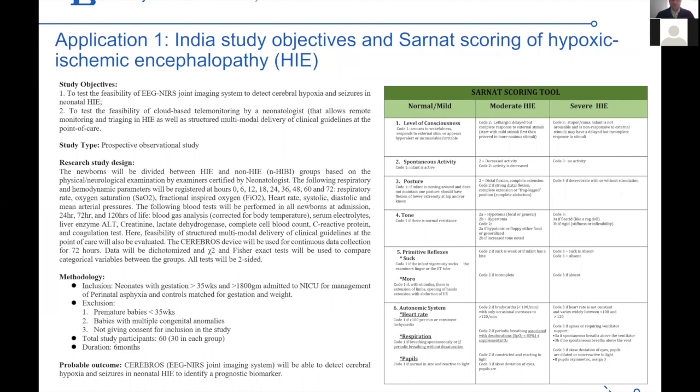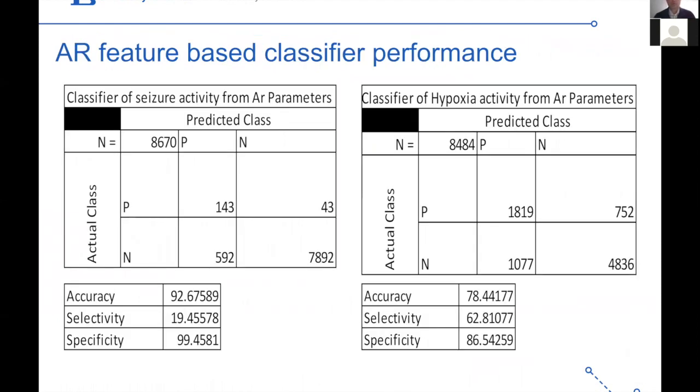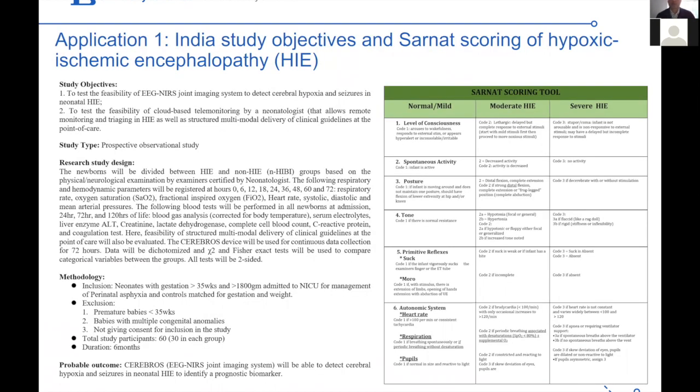Sure. So initially, the classifier performance was shown based on the preclinical animal data that we have at UB. In human babies we cannot do an invasive recording or invasive measure of hypoxia, so that part is something that we cannot classify based on any gold standard.